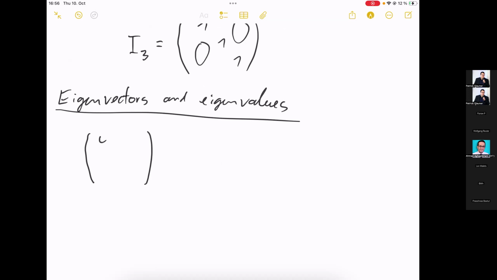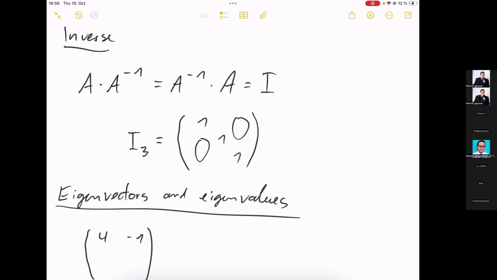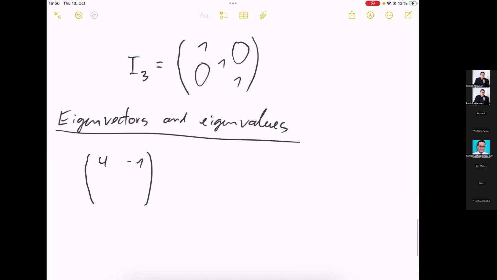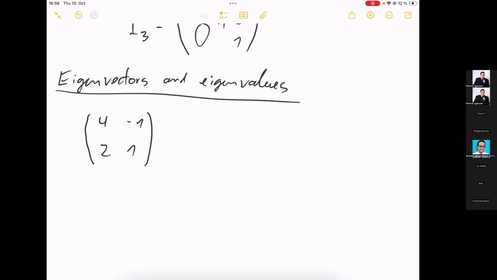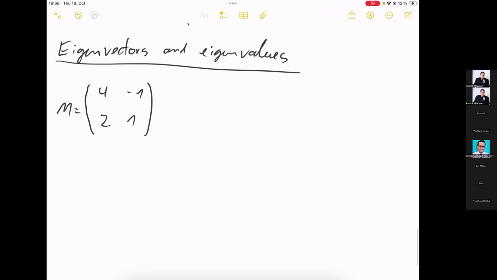If you imagine you have a matrix, one thing is important: not all matrices can be inverted. Some can, but some cannot. And in an intro to linear algebra, you discuss in detail when a matrix can be inverted and when not. And now we have this matrix here. We call this matrix M. And this matrix has some interesting properties.